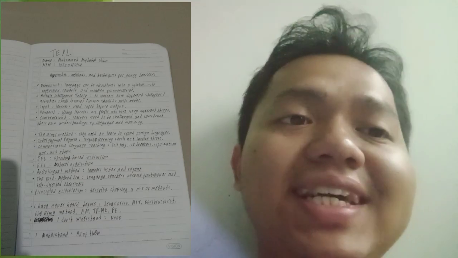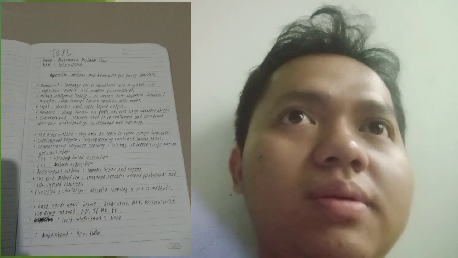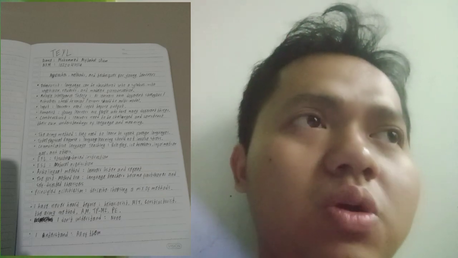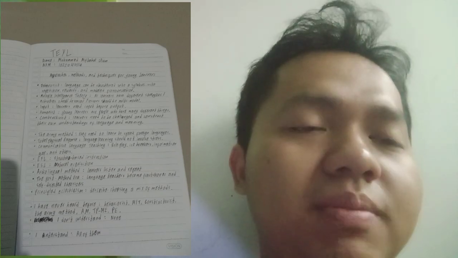The first is implicit learning. So when we want to teach English to young learners, we can apply this type of principle. Implicit learning means that we teach English to young learners unconsciously. It means we can give them a game that contains English material, and when the young learners play the game, they can get some material from the game.